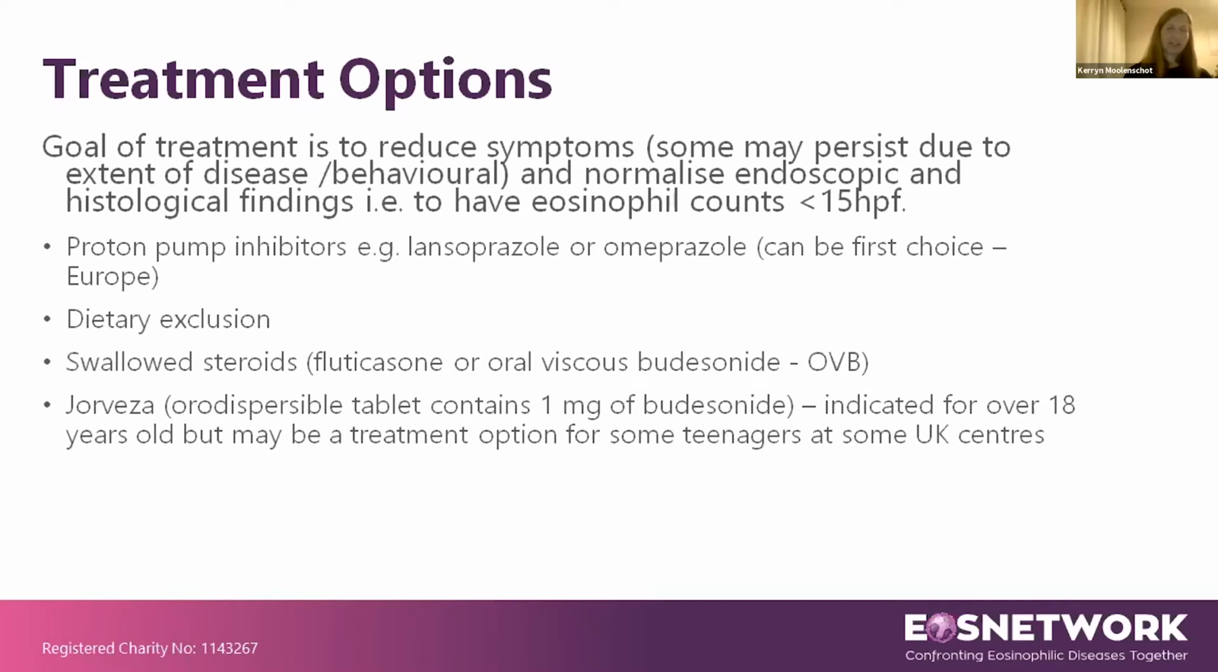So you can choose a dietary exclusion, which I'll go more into, or you could choose swallowed steroids, such as fluticasone or oral viscous budesonide, or OVB. And at some centres, a drug, Jorveza, may be available to teenagers if the team applies for funding or to be allowed to use it, because it's indicated for over 18 years of age, but it may be a treatment option for some teens.